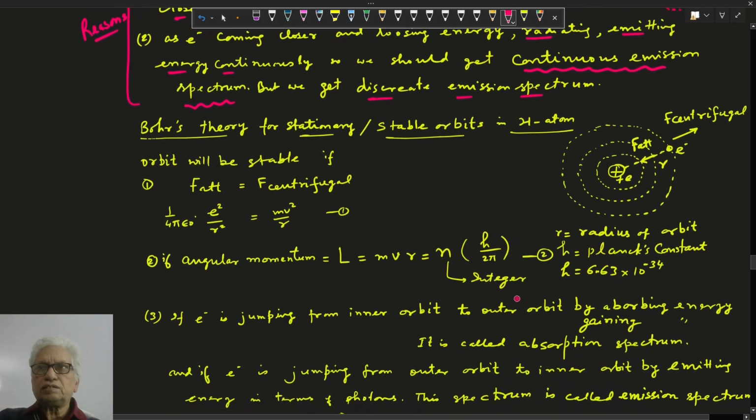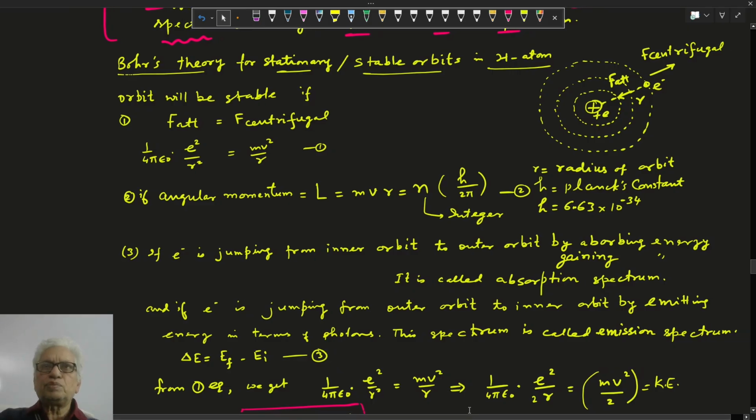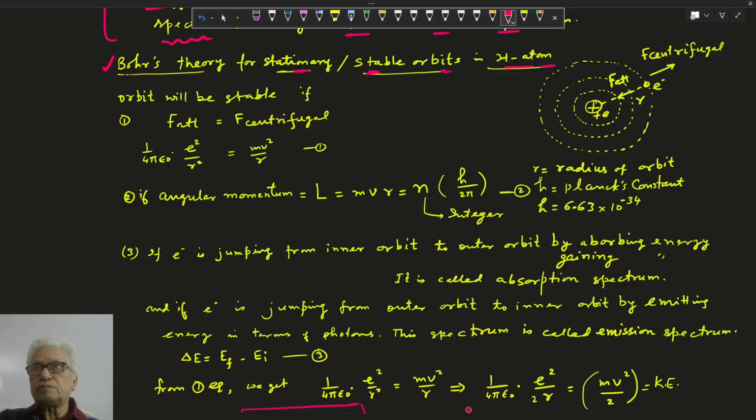Now the electron's revolution around the nucleus is very well explained by Bohr's theory. The Bohr theory is for the stationary or stable orbit of the hydrogen atom. In the hydrogen nucleus, only a proton is there, around which electrons revolve in discrete and fixed orbits. That is, the electron revolves around the nucleus in different orbits. Say this is the radius r. As per Bohr's theory, orbits will be stable, stationary, if the attraction force is equal to the centrifugal force. They are equal and opposite. So attraction force is equal to centrifugal force. This is equation 1.